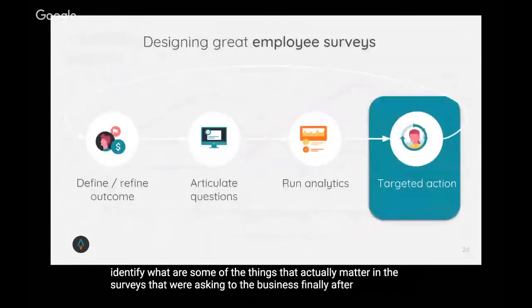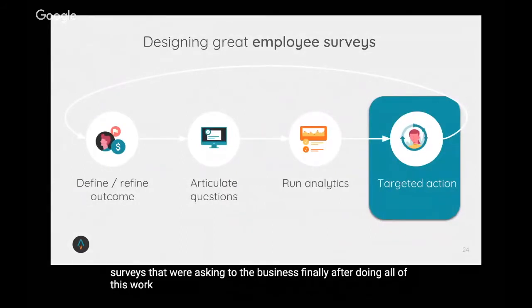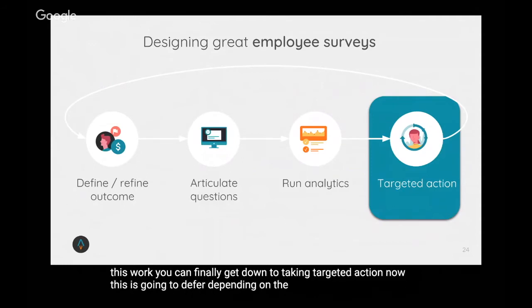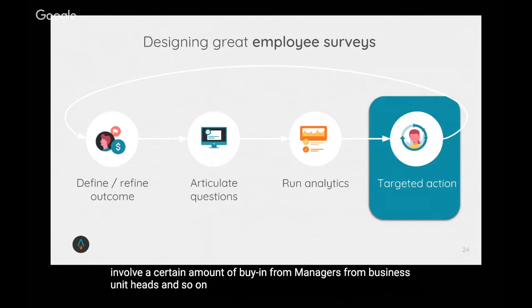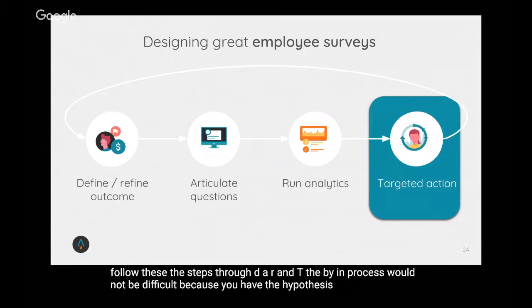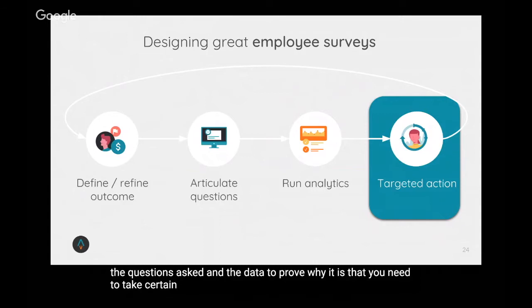Now, finally, after doing all of this work, you can finally get down to taking targeted action. Now, this is going to differ depending on the nature of the survey you're running and the type of hypothesis that you've set up. But this would normally involve a certain amount of buy-in from managers, from business unit heads, and so on. And the great thing is, if you've been able to follow the steps through DART, the buy-in process would not be difficult, because you'll have the hypothesis set up, you'll have the questions asked and the data to prove why it is that you need to take certain targeted action following the survey.